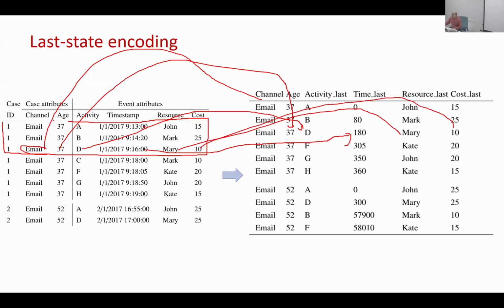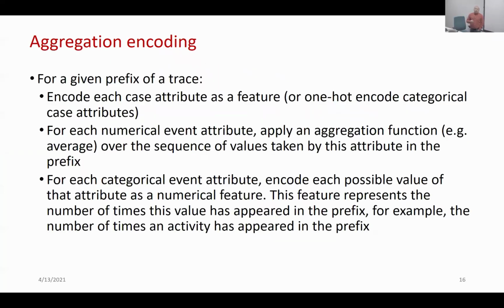So this third row in the feature matrix encodes the prefix consisting of the first 3 events of the trace using a last state encoding, meaning I only care about the last event in that prefix of length 3. Very simple. That's going to give me a basis for introducing you a more sophisticated encoding of prefixes of a trace of an event log, that is called aggregation encoding.